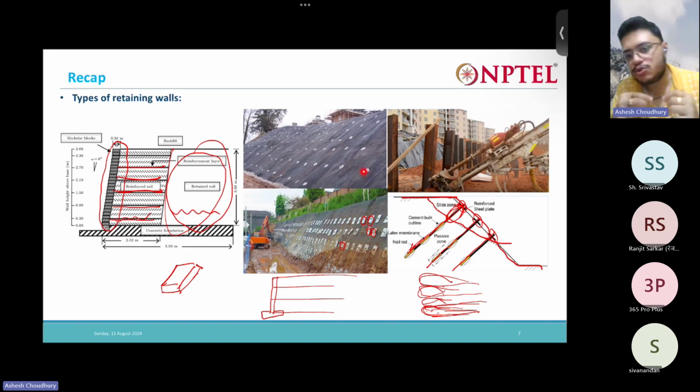And the last step is going to be the shotcreting or gunniting. You know what shotcreting is, right? Nothing but spraying of concrete. That is called shotcreting. So we shotcrete the whole surface. Okay, so this completes the whole soil nailing process.